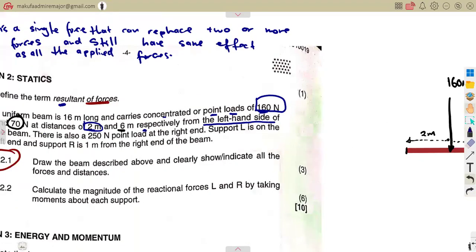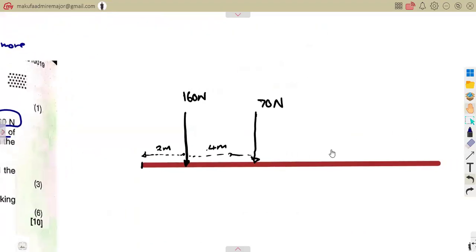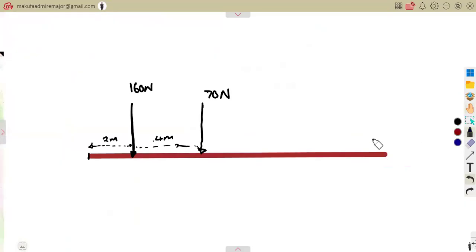Let's see the other one. We are then given there is also a 250 point load. It's a point load again, okay? 250 Newton point load at the right end. So this one is direct at the right end. This is your right side. At the right end, there is a 250 Newton, okay?